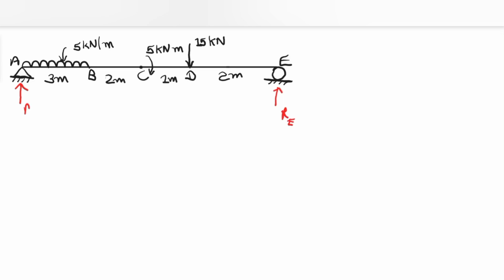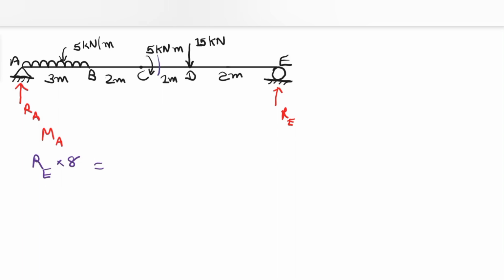We'll show the support reactions: RA for the support reaction at A and RE for the support reaction at E. We'll take moment at A. Now here, as you can see, RE will produce anticlockwise moment. Perpendicular distance is 3 plus 2 plus 1 plus 2. That is RE into 8.